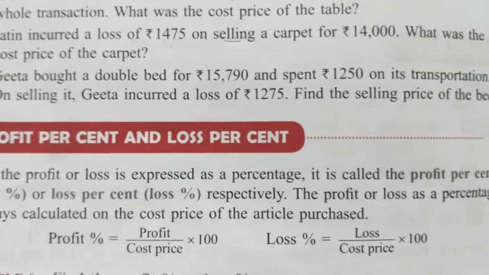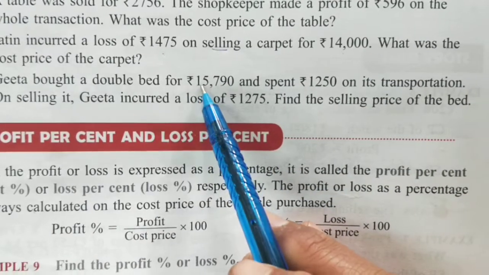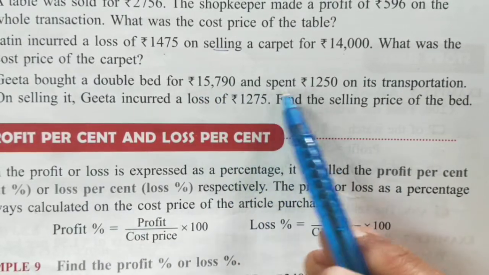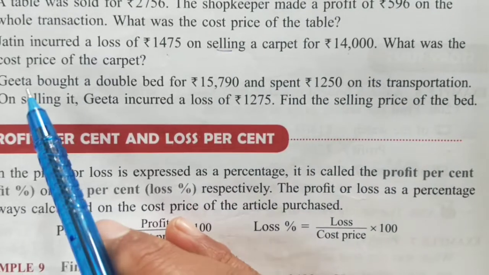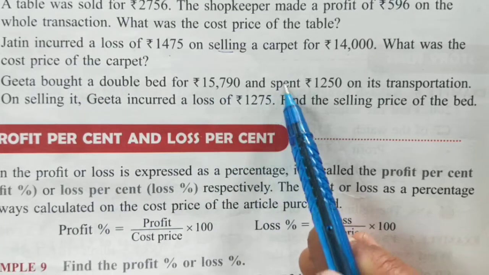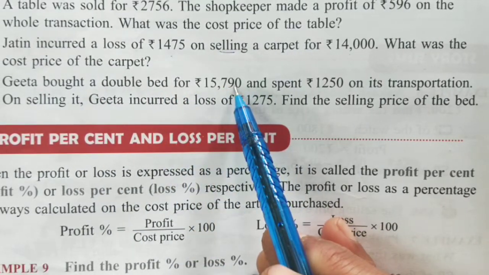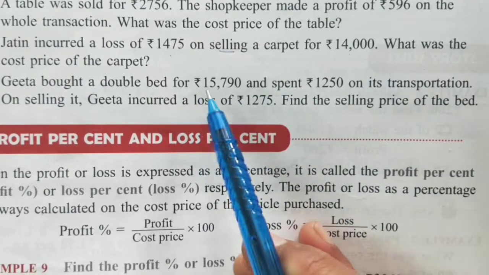Geeta bought a double bed for rupees 15,790 and spent rupees 1,250 on its transportation. Geeta bought means CP, cost price of double bed is this, and spent, first she bought double bed, then she spent rupees 1,250 on transportation.